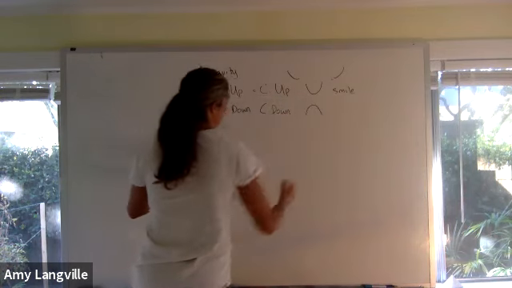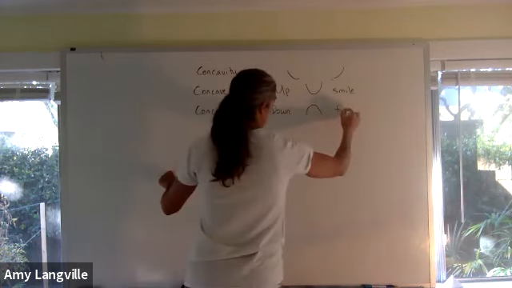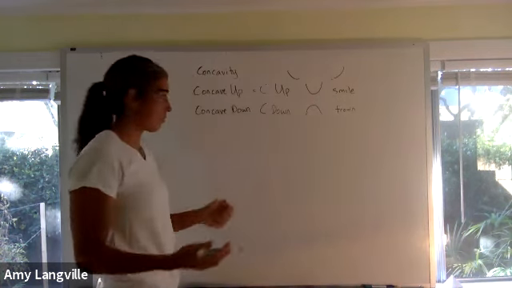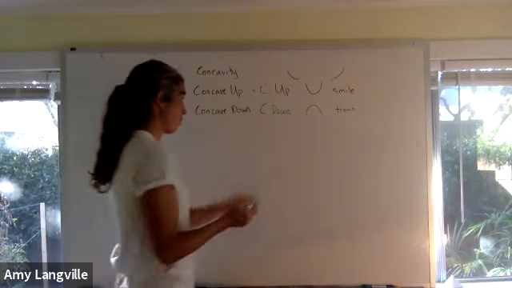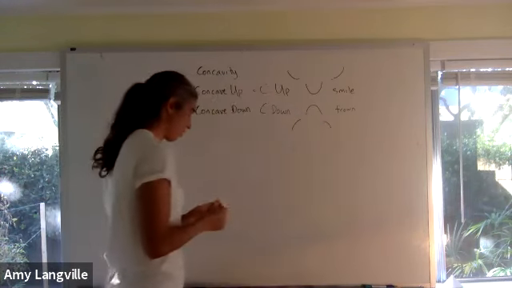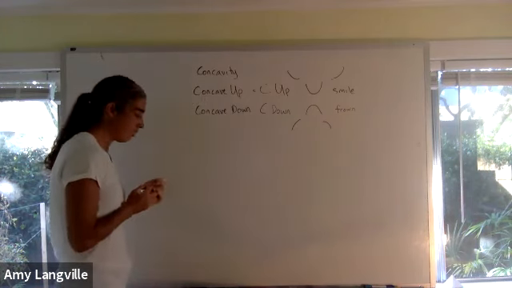which looks like a frown. So hopefully you can remember that rhyme. Concave down, a frown, they rhyme. It's a frown or part of a frown. So it could be part like that, part like that. Those are all instances of concave down.